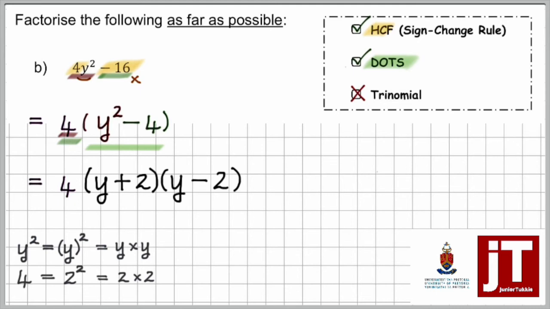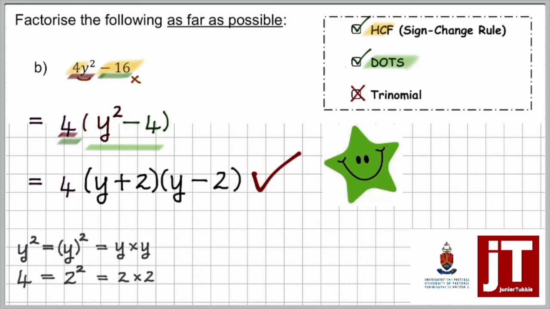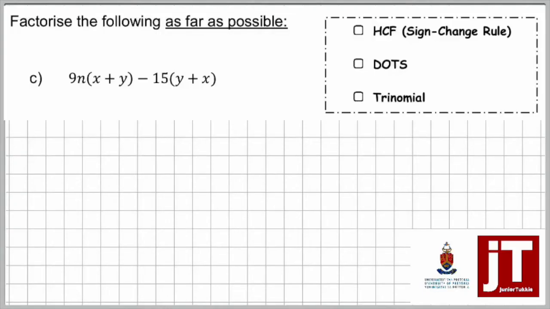Highest common factor, difference of 2 squares, trinomial. We can't factorize any further, and we have therefore factorized as far as possible and completed this problem. We're now on question C, the last problem in this video, and we need to factorize the expression that you can see displayed on your screen.